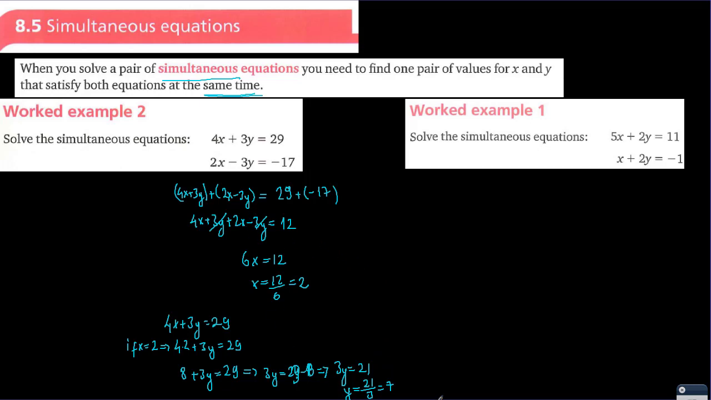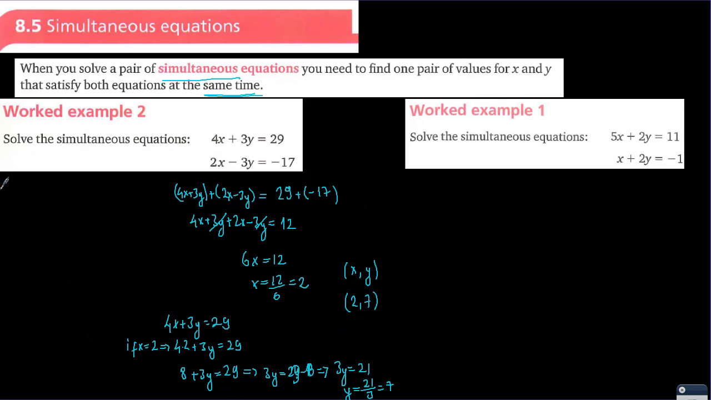And if you replace the values 2 and 7 in both equations, you are going to see that it satisfies them. So the solution for both equations is 2 and 7. We write the x value first and then the y value. So 2 and 7, as an ordered pair, as a pair of values, is written like this.